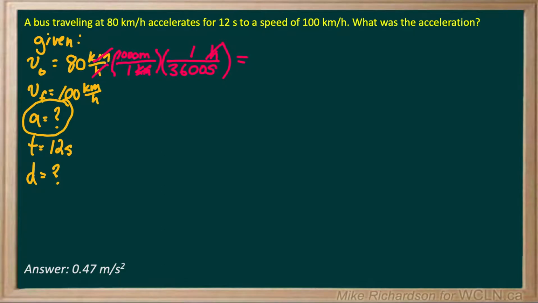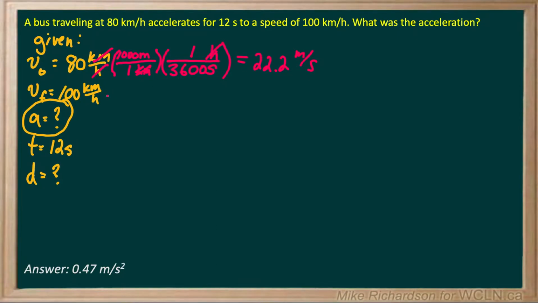So I simply multiply all the tops and divide it by 3,600. So 80 times 1,000 divided by 3,600 will give me 22.2 meters per second.